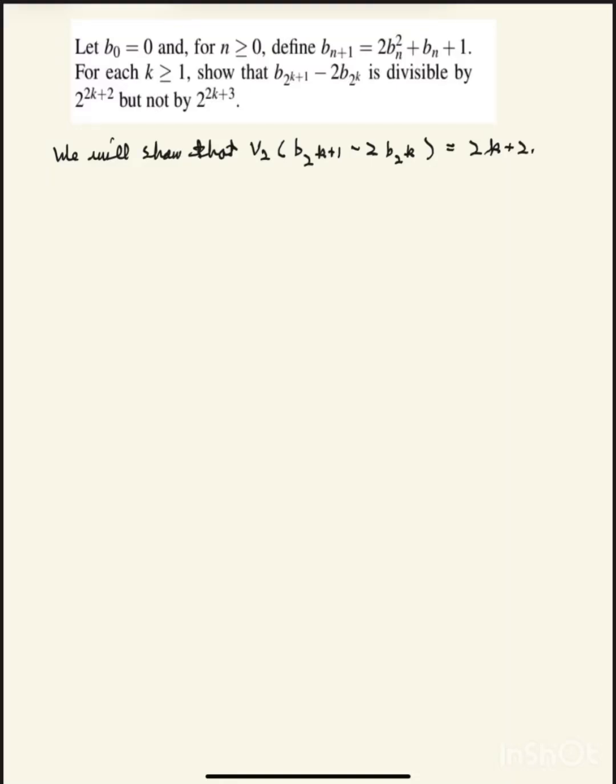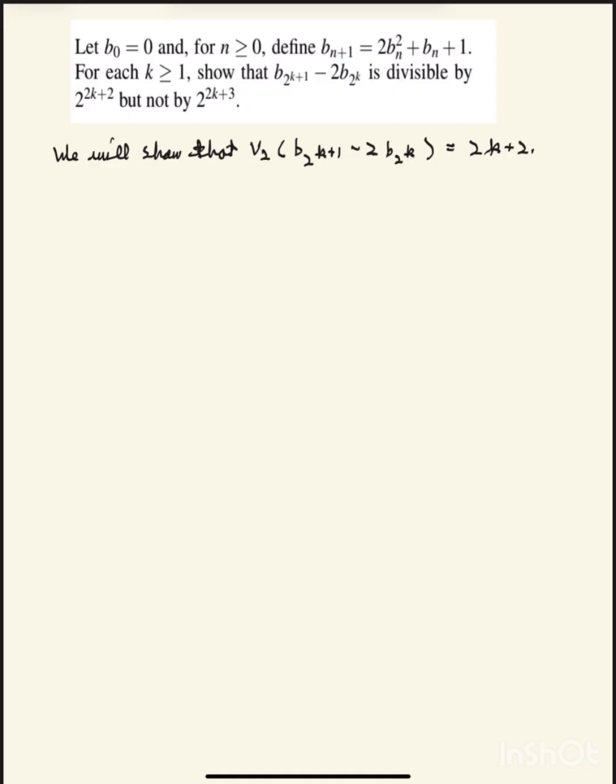Hello everyone. Today we will be solving an interesting number theory question from last year's Putnam. The problem says: let b0 equal 0, and for n greater than or equal to 0, define b_{n+1} as 2b_n squared plus b_n plus 1. For each k greater than or equal to 1, show that b_{2^{k+1}} minus 2b_{2^k} is divisible by 2^{2k+2} but not by 2^{2k+3}.